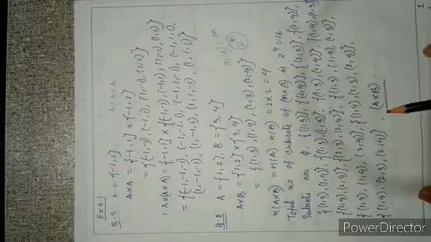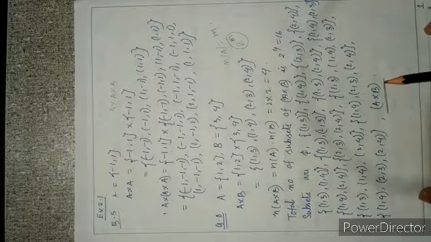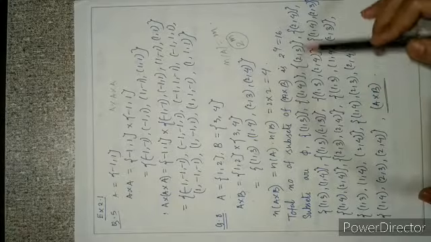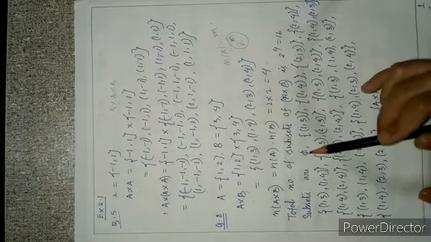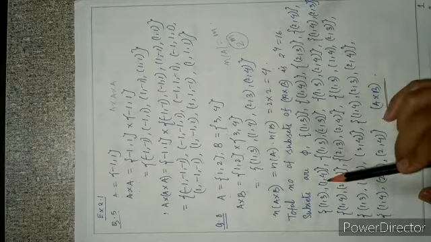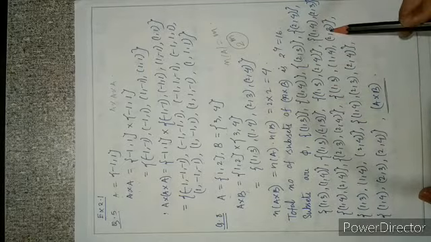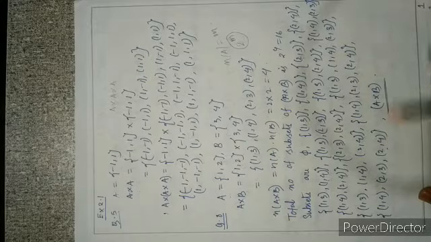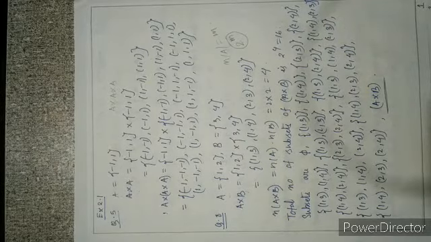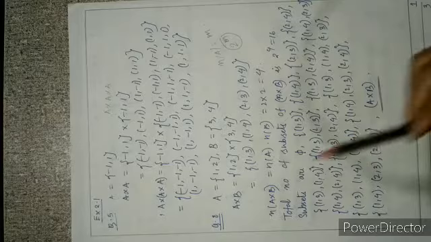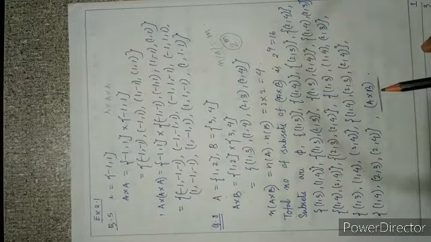And the last, A cross B. Then the number of elements is 16, so the number of subsets of A cross B is 2 to the power 16. Next question.